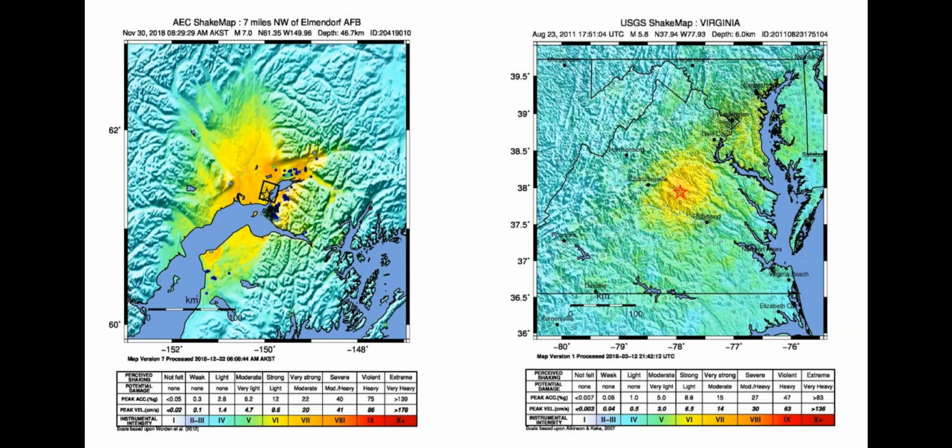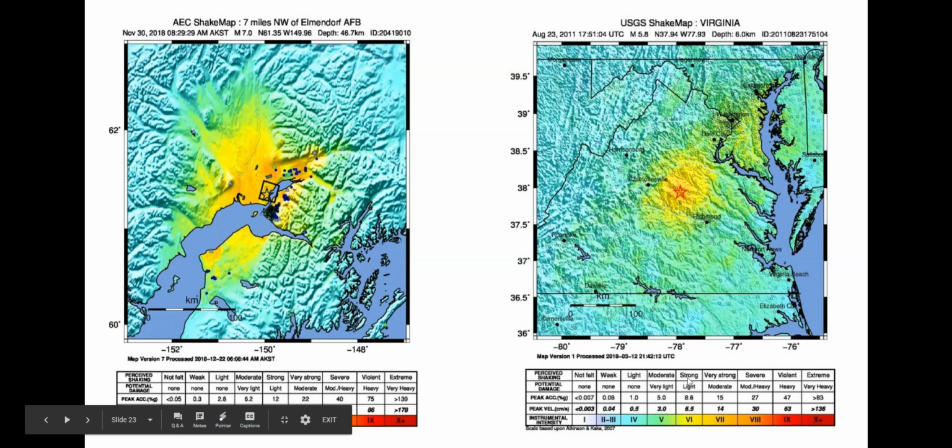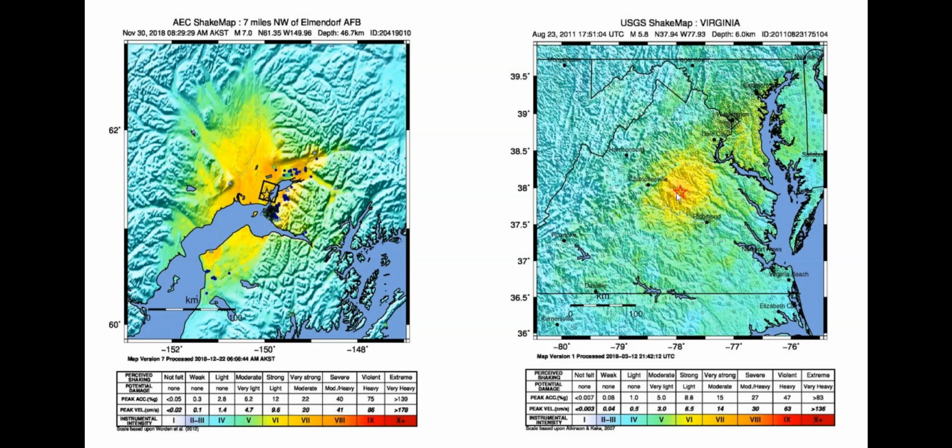These shake maps are produced using Mercalli intensity. And you can see these are two different earthquakes. This was the Alaskan earthquake from November 30th of 2018. And then this is the Virginia earthquake from back on August 23rd, 2011. And you can see the shake maps get up to strong or very strong, where the earthquakes were felt by people really close to the epicenter, but not as strongly further away.